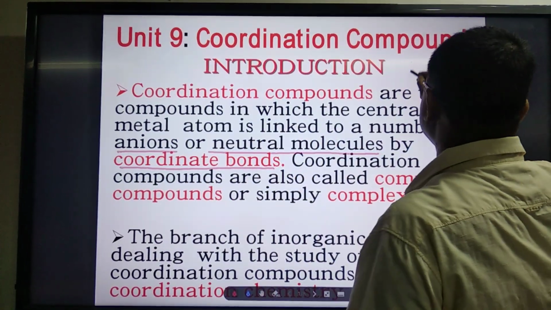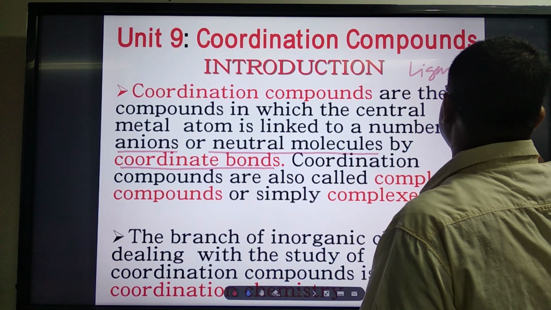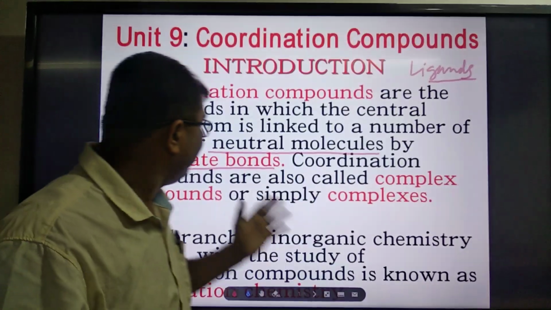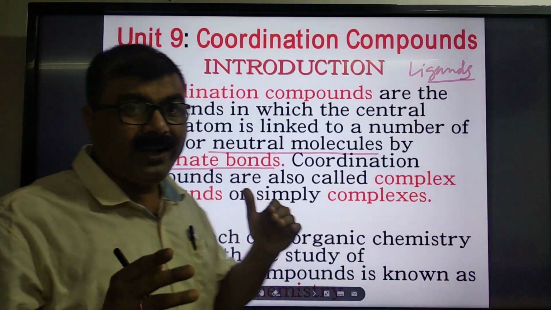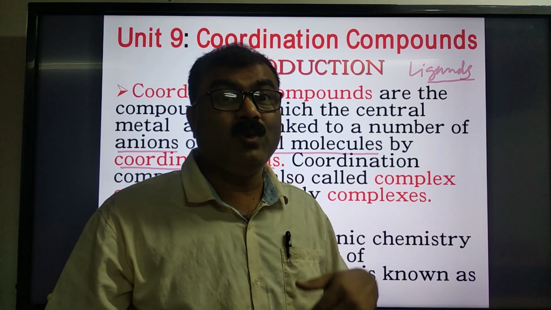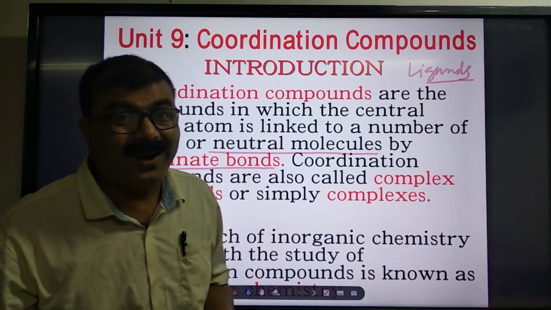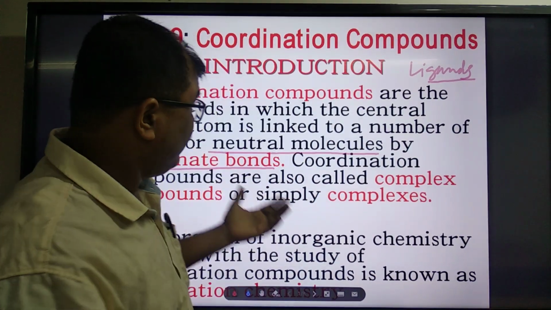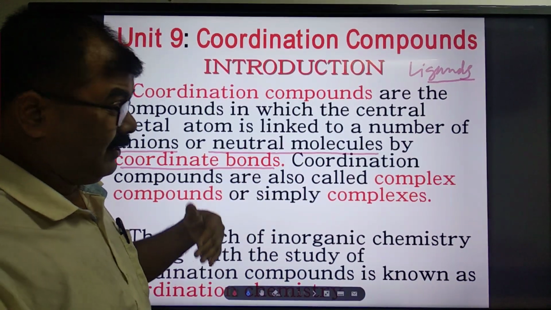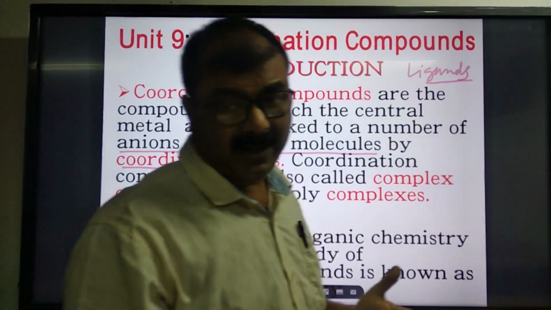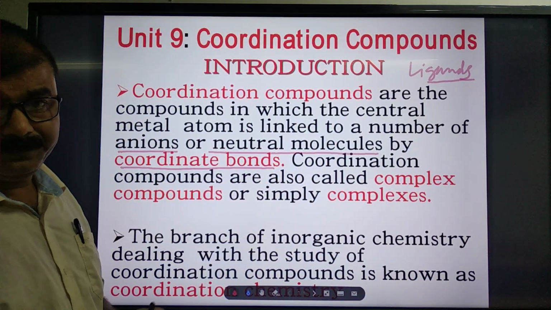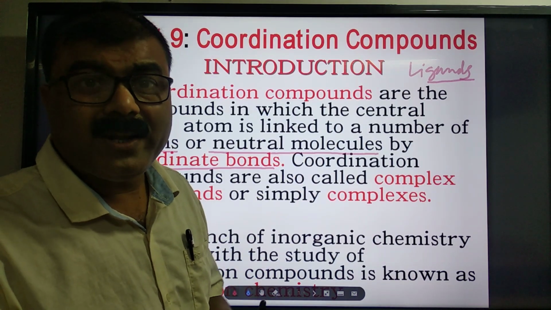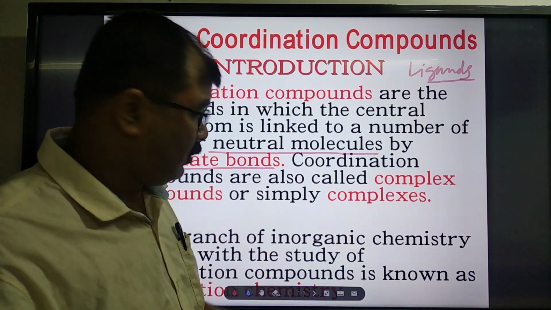What are they called? Ligands. In organic chemistry, any anion or neutral molecule which can donate a pair of electrons, we learn as what? Nucleophile. So, the same species are given different names in different fields of chemistry. Now let us understand the meaning of coordinate bonds.